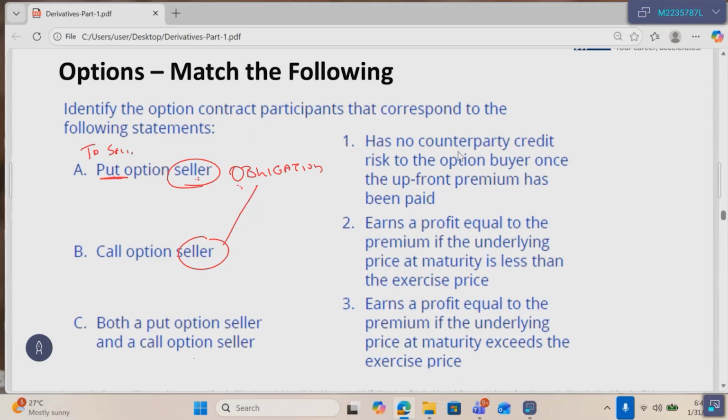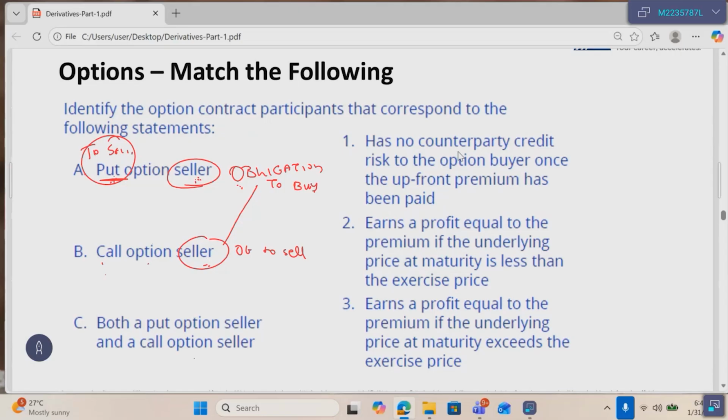So put option seller. Put means the right to sell. So this guy will have to buy, correct? Put is to sell, but from a long point of view. But to a seller, it is an obligation to buy. Call option seller. He sold the call, right? He sold the right to buy. So this guy has the obligation to sell. Clear? Let's see the numbers.